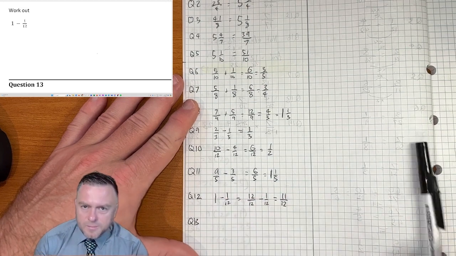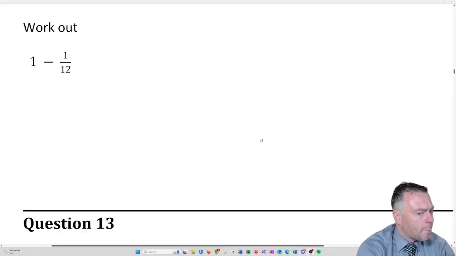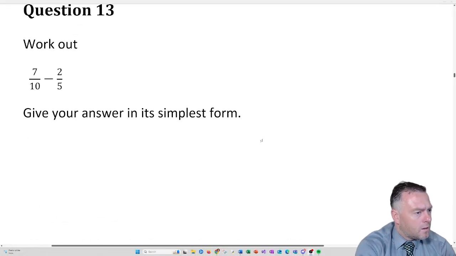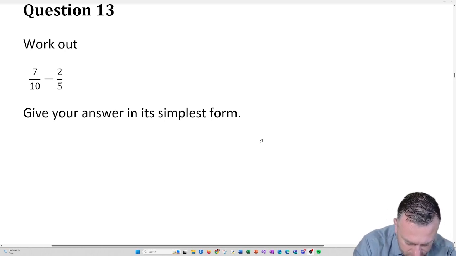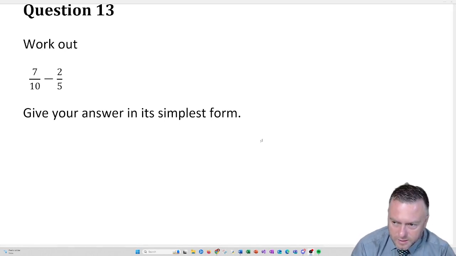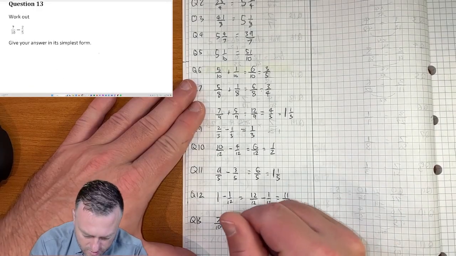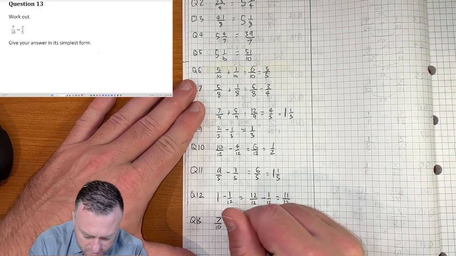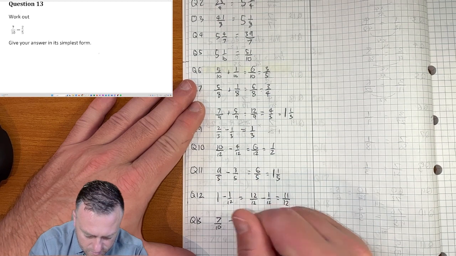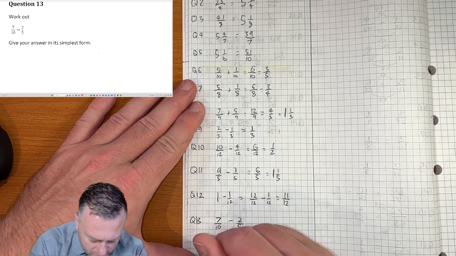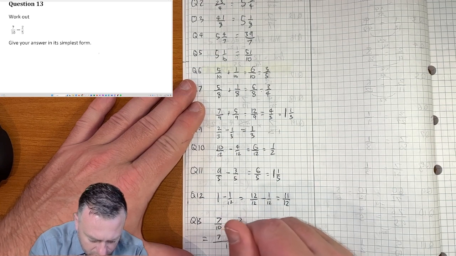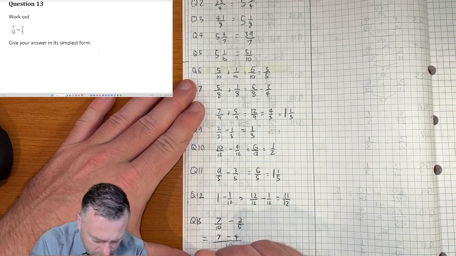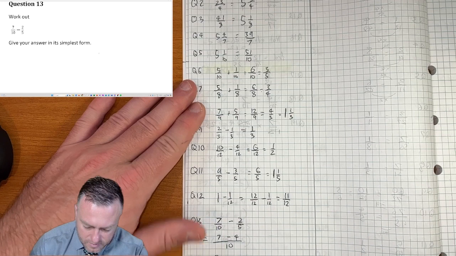Question 13. 7/10 take away 2/5. So it's going to be all over 10. 7 take away 4, which equals 3 on 10.